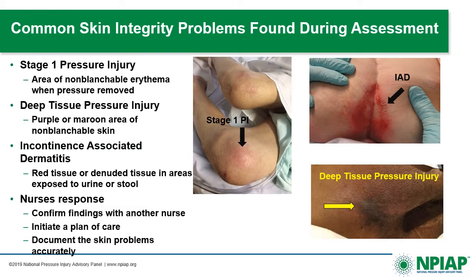So what might you find? Well, these are some common things that you might find. You might find stage 1s, which you can see on the knees of the man in the bed, the first picture there that you come to. That's because the knees are pressing together, and that when you palpate it, it won't blanch. You might find deep tissue injury, which is the picture at the bottom on the right, which is an area of purple or maroon discolored tissue. You might find incontinence-associated dermatitis, which is the area of erythema up on the top.